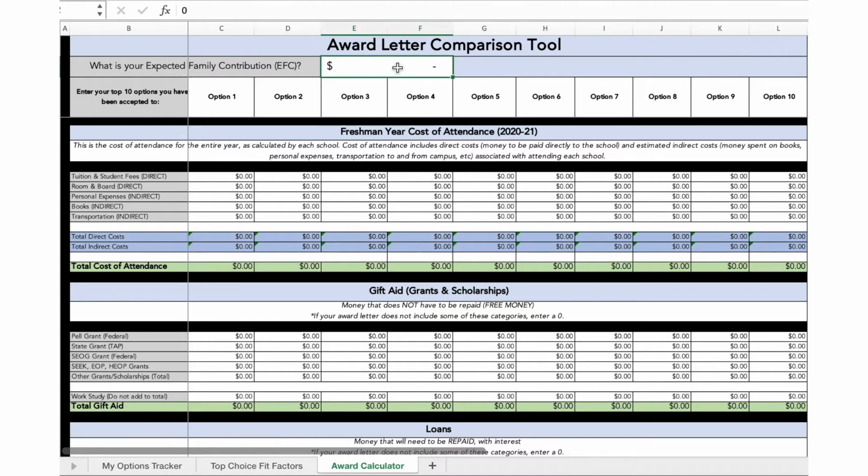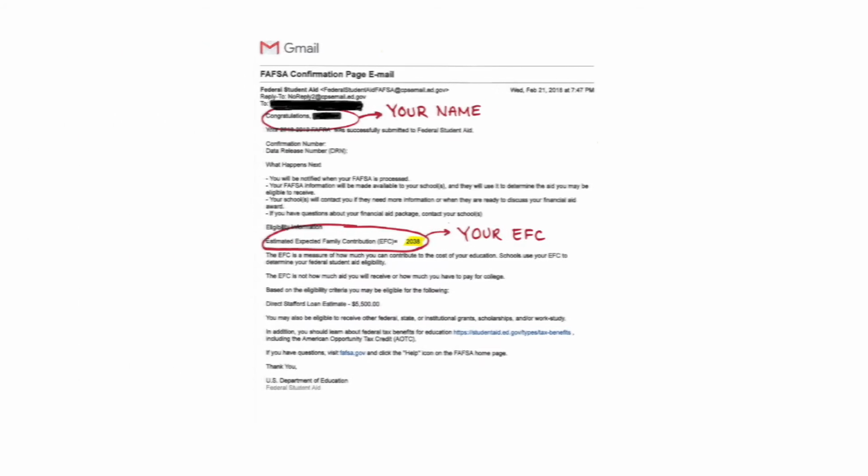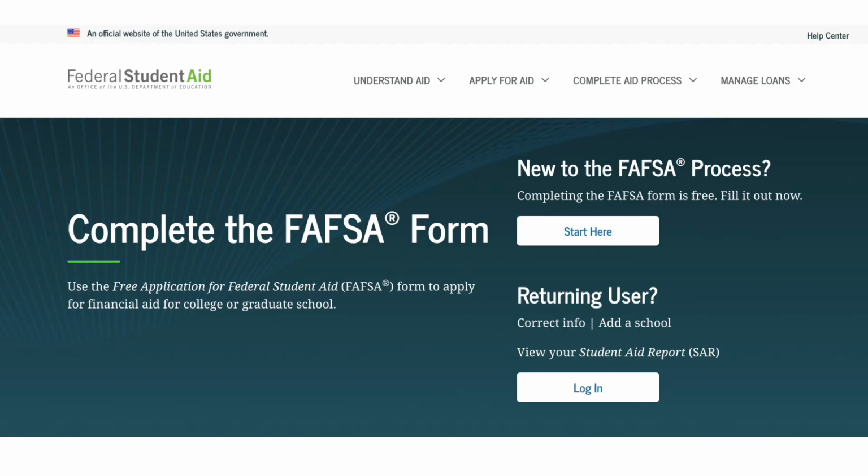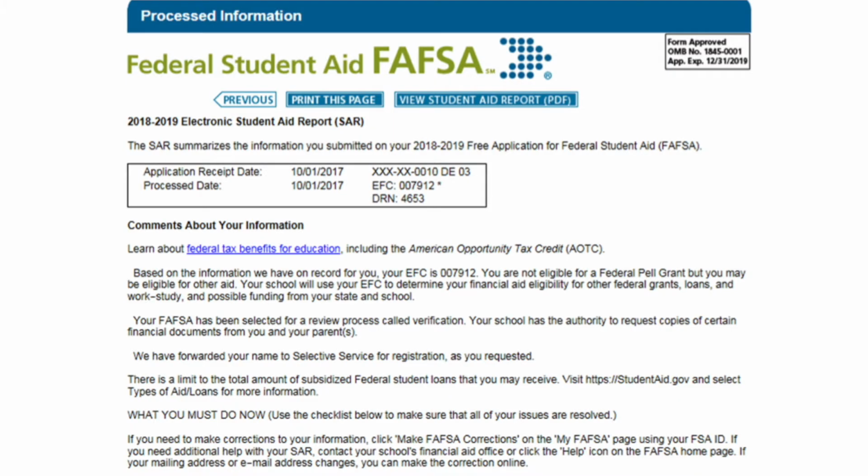At the top of your award letter, please enter your expected family contribution. This is the number that colleges use to determine how much financial aid you would receive if you were to attend their school. The information you report on your FAFSA, including specific tax information and family income, is used to calculate your EFC. You should have an email from FAFSA with your EFC amount listed. If you cannot locate the email, you can log into your FAFSA and find the information on your Student e-report.